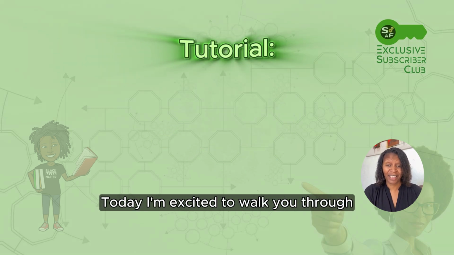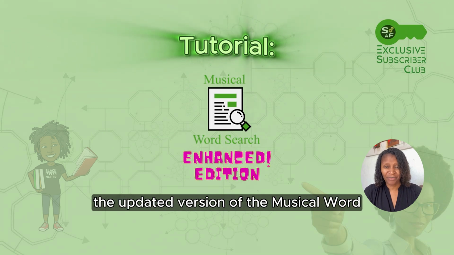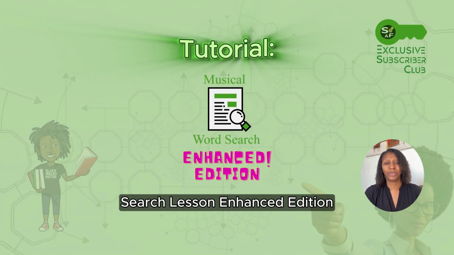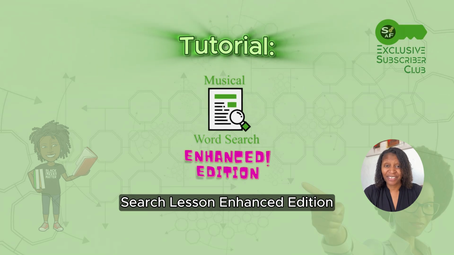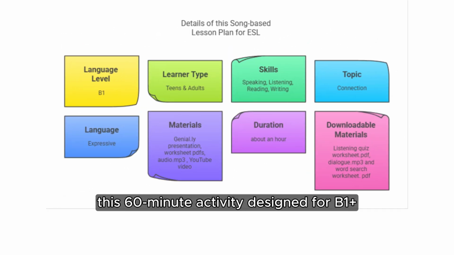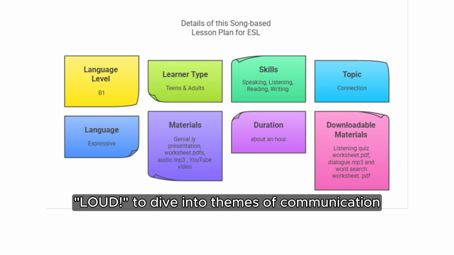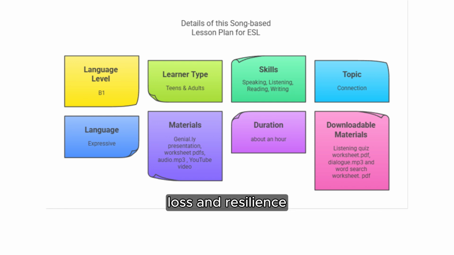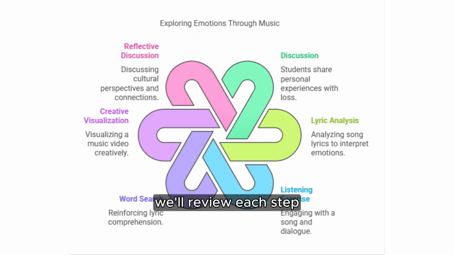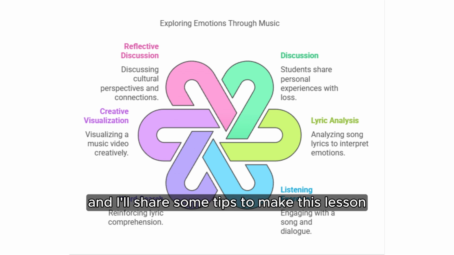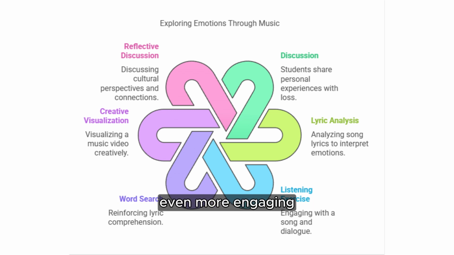Today, I'm excited to walk you through the updated version of the musical word search lesson, Enhanced Edition. This 60-minute activity designed for B1 Plus teens and adults uses Chesney Hawks' song Loud to dive into themes of communication, loss, and resilience. We'll review each step and I'll share some tips to make this lesson even more engaging.